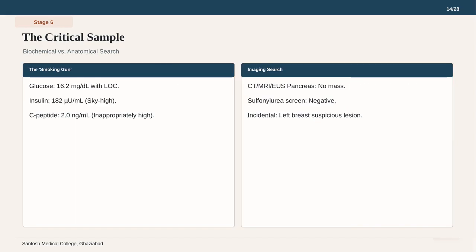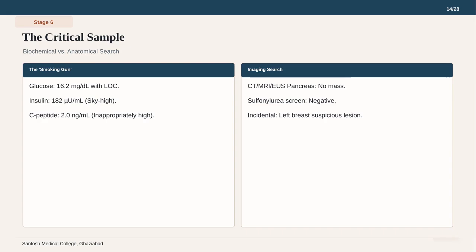As you can see in the left panel, we finally captured the critical sample during loss of consciousness. The numbers here are the smoking gun. Her glucose was a critically low 16.2 milligrams per deciliter. Simultaneously, her insulin was sky high at 182 microunits per milliliter, accompanied by an inappropriately high C peptide of 2.0 nanograms per milliliter. Moving to the right panel, the imaging search yielded surprising results.